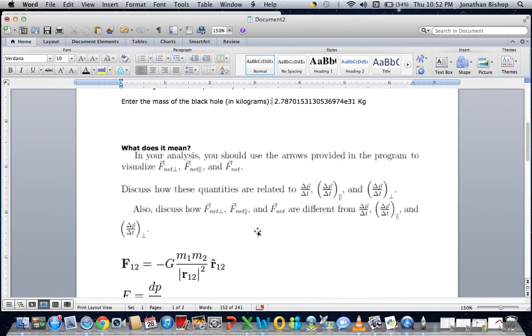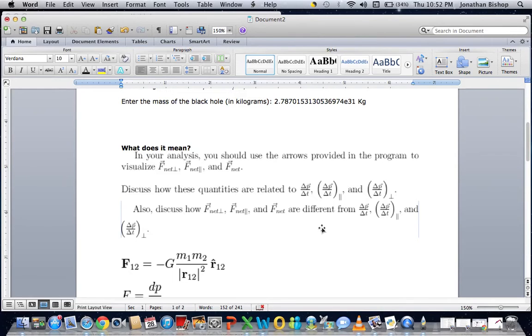So I have to answer, what does this mean? How do these F net quantities relate to the dP dt quantities? Well, according to the momentum principle, they're equal to each other. Therefore, this is equal to that, this is equal to that, this is equal to that. Let's discuss how they're different.